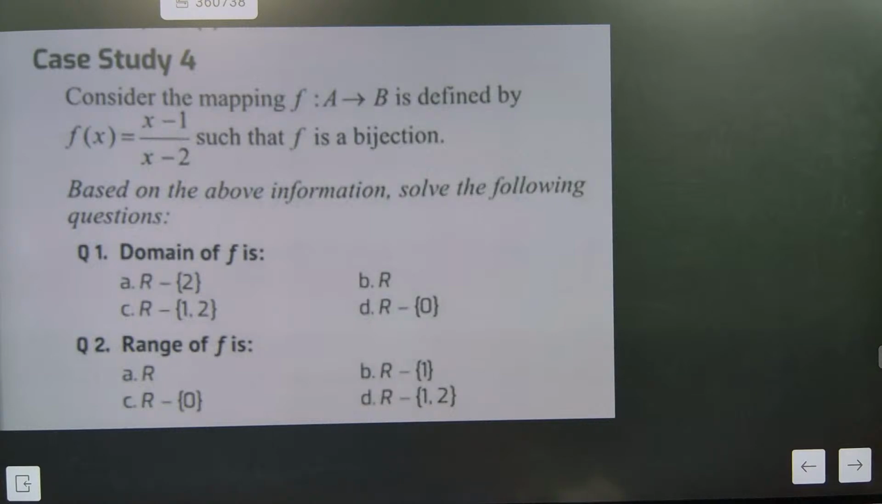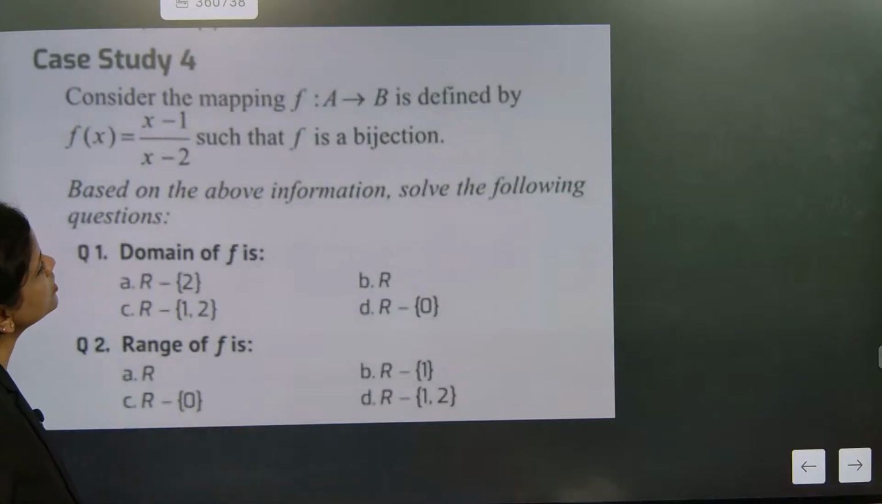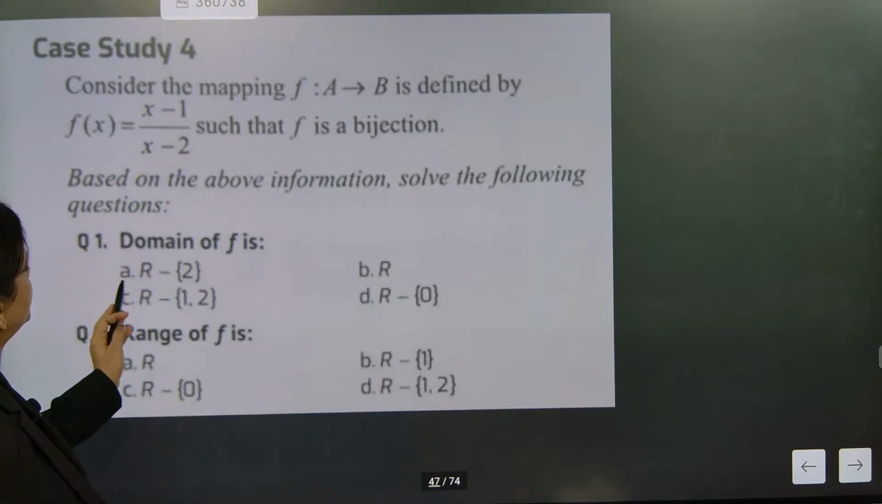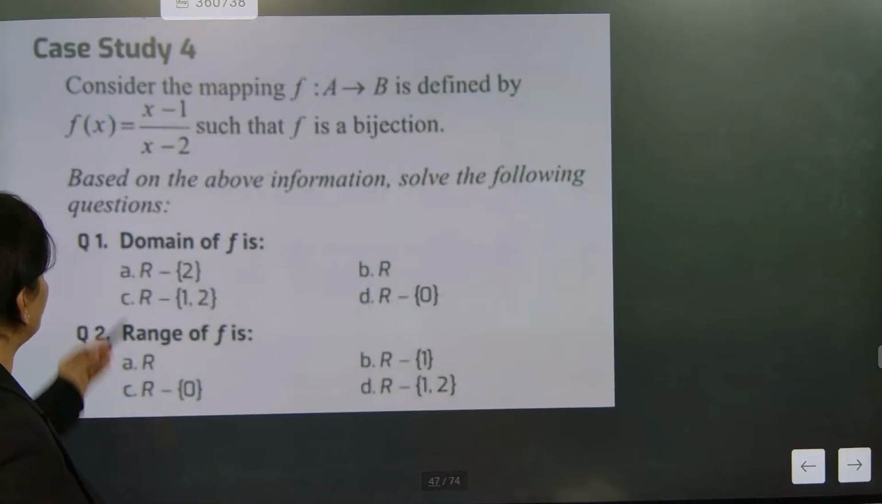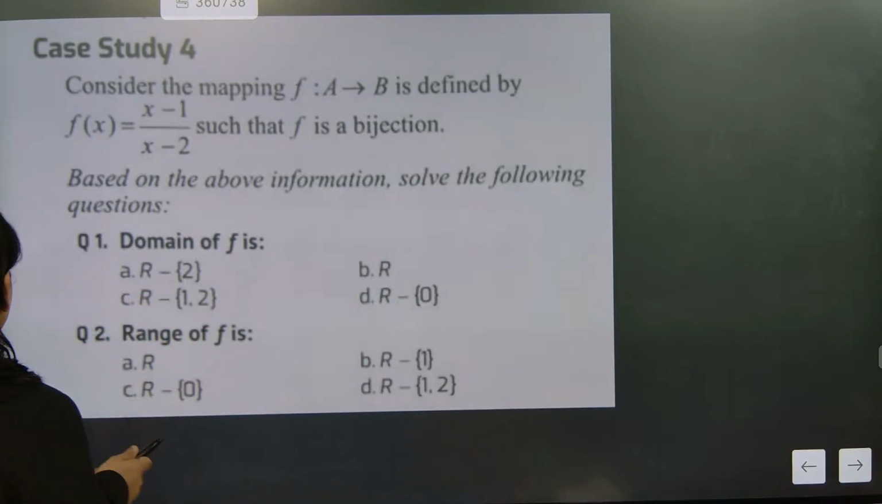Grade 10 students and grade 10 class also. Now look at f of x is equal to (x minus 1) by (x minus 2) such that f is a bijection. Domain of f can be, 100%, 2 should not be there. So R minus 2. Domain should not have 2. So answer A. Range of f, how to get range of f?